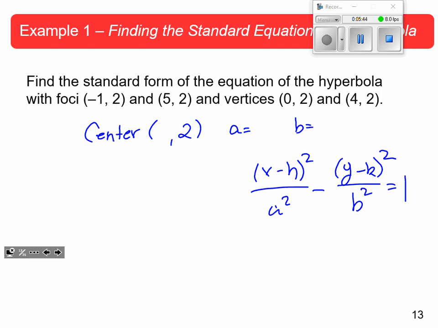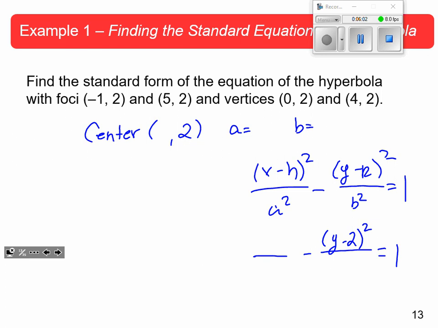So for this equation, what we can fill in is y minus 2 squared in the numerator of the second fraction. So we have part of it. Our vertices are (0, 2) and (4, 2). So vertices are h plus or minus a, comma, k. So we have these two parts. And we need a and c to be able to find b.